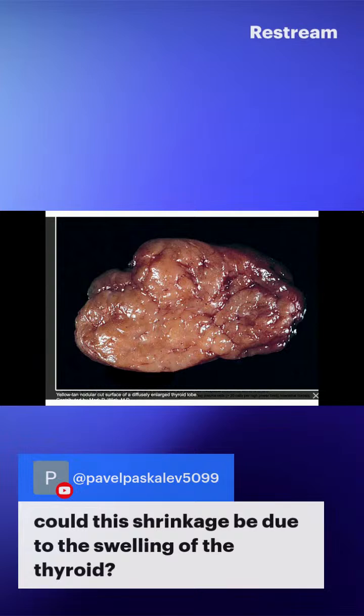So let's see this thyroid. It looks very nodular. You can see that it doesn't look very smooth and homogeneous. It looks very nodular here. It looks tan, yellow colored. It looks very fleshy, if that makes sense. It doesn't look good. And of course, it is enlarged.